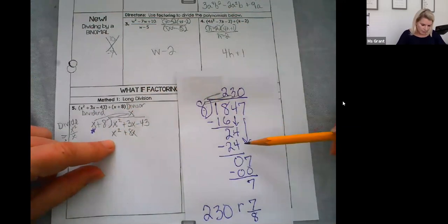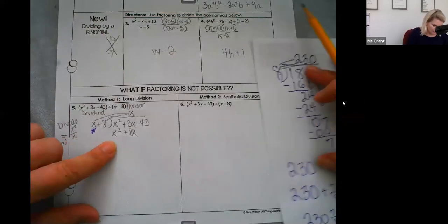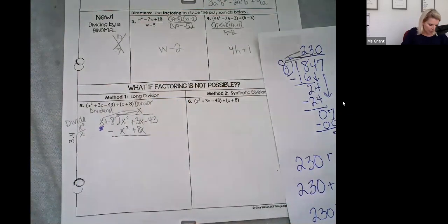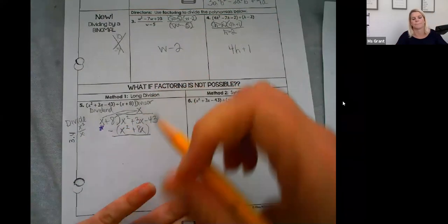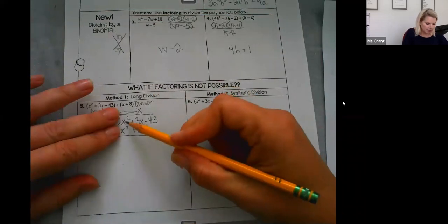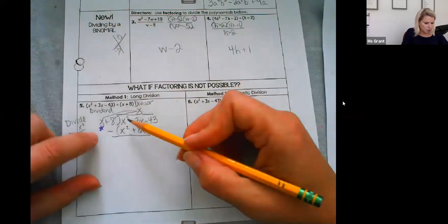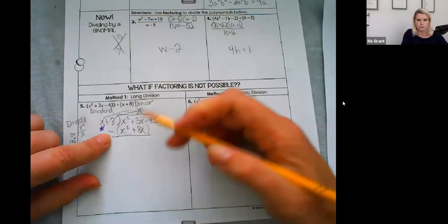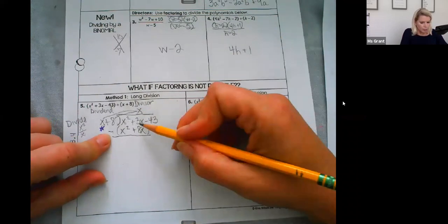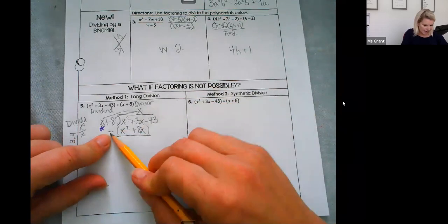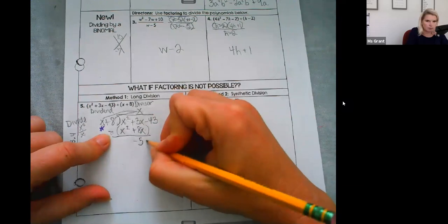Well, in my division problem, I subtracted. I'm going to subtract. Since I'm subtracting 2 terms, I'm going to put a parentheses around it. So now I need to subtract vertically. X squared minus x squared, nothing. Just leave it empty. 3x minus 8x, negative 5x.